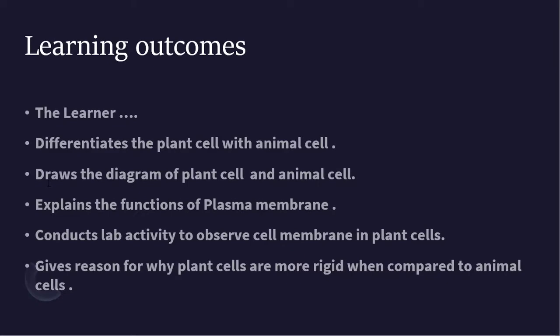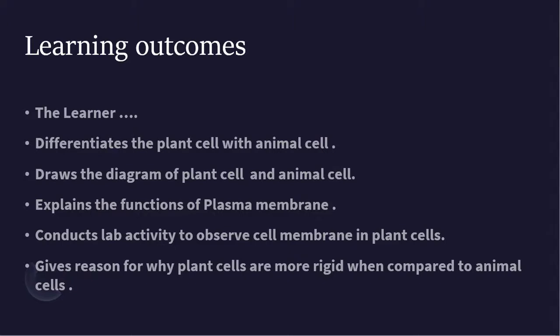The learners are going to learn from this lesson to differentiate the plant cell from the animal cell, draw the diagram of plant cell and animal cell, explain the functions of plasma membrane, conduct a lab activity to observe cell membrane in plant cells, and give the reason why plant cells are more rigid when compared to animal cells. These are the learning outcomes learned by learners at the end of the lesson.